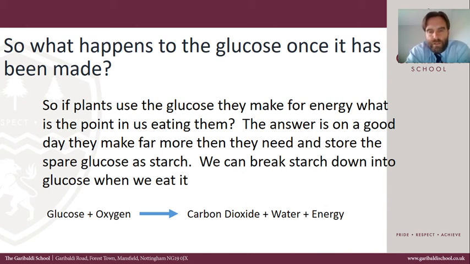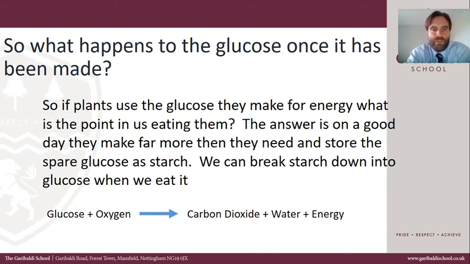If these plants are therefore using their own glucose, what's the point in us eating them? Because obviously, if you think about the plants using glucose, they're going to be releasing their energy from it and keeping themselves alive. But what's the point in us eating them? And the answer is that they make a lot more glucose than they need, and that glucose has to be stored.